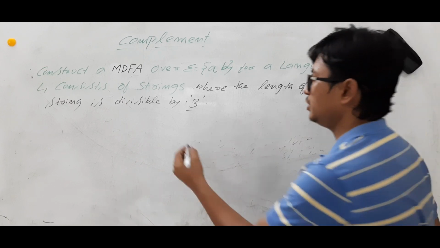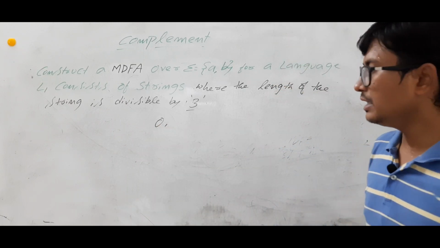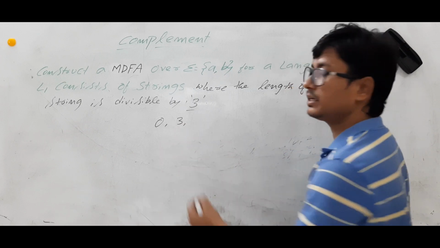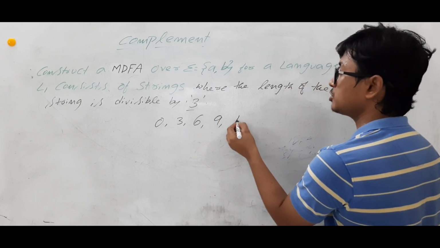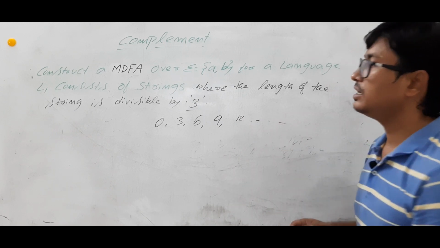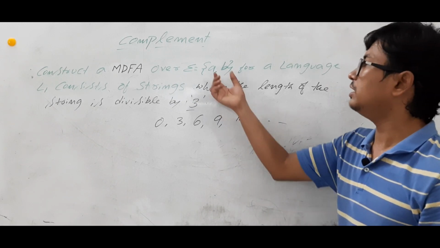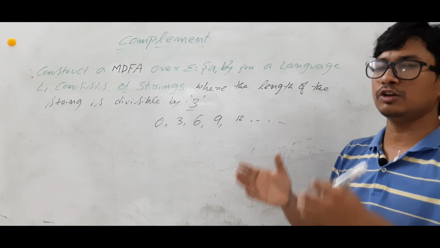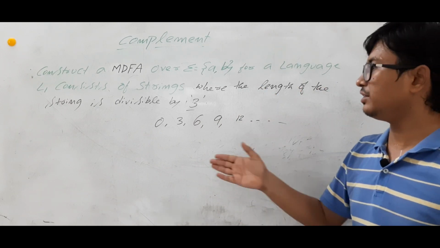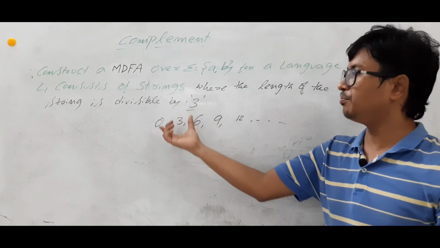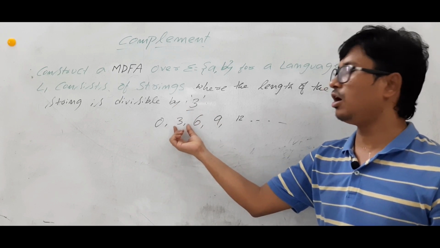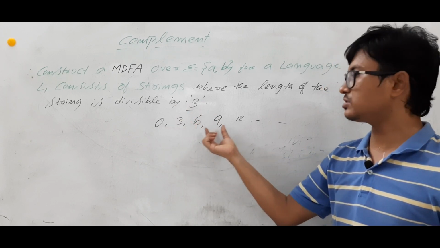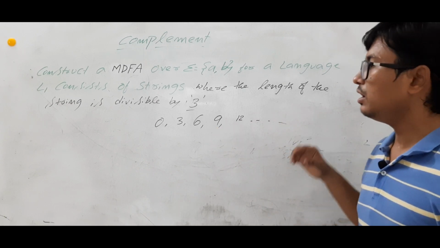You will get a string length of 0, a string length of 3, a string length of 6 is possible, a string length of 9 is possible, a string length of 12, all these things. Say I'm not keeping a restriction on either A or B, I'm keeping the restriction on the length of the string. So if the length of the string should be perfectly divisible by 3, the length of the string should be 0, or it can be 3, or 6, or 9, or 12, and so on.